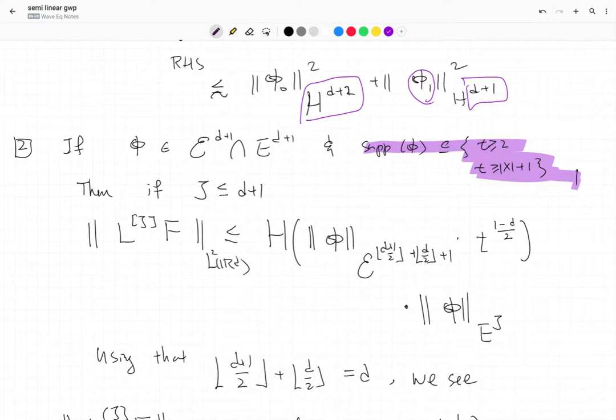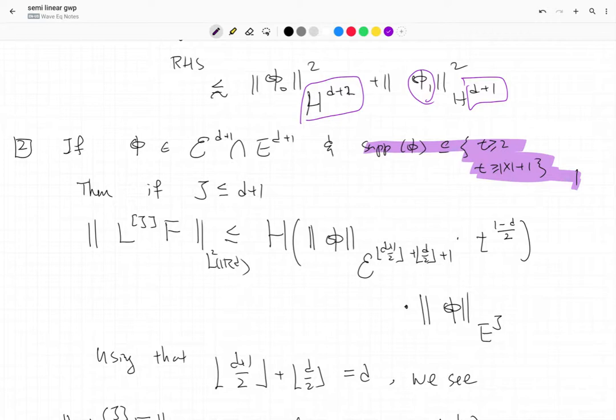Then if we know that j is less than or equal to d plus 1, what we have before is that L^j of f measured in L2 is going to be bounded by phi measured in E^j. This is the L2 integral of phi, and then inside we have the argument. This is precisely the proposition we proved earlier, about the L2 integral for f.